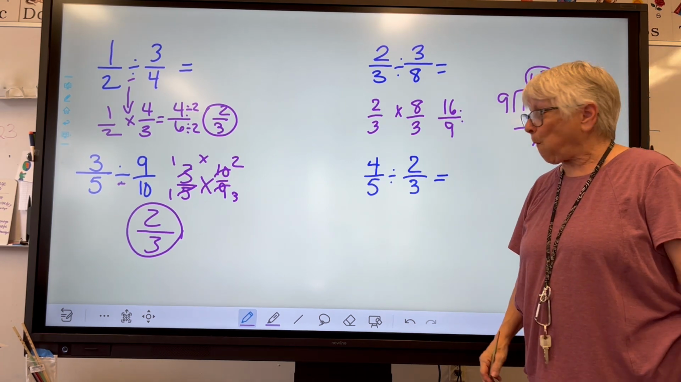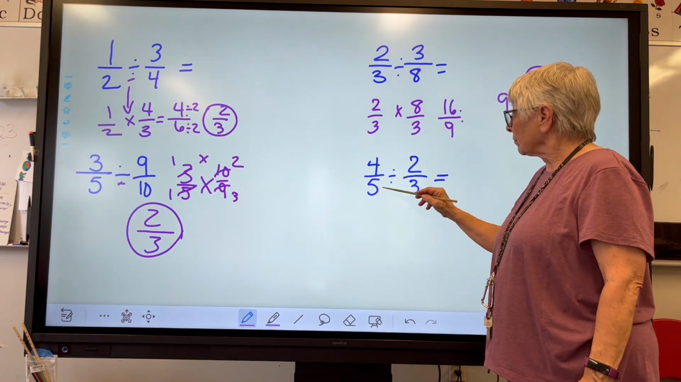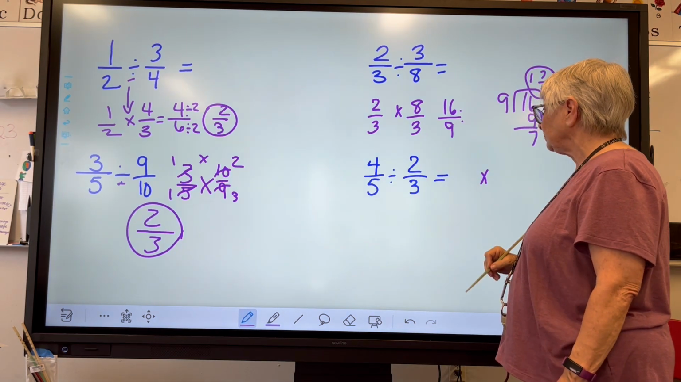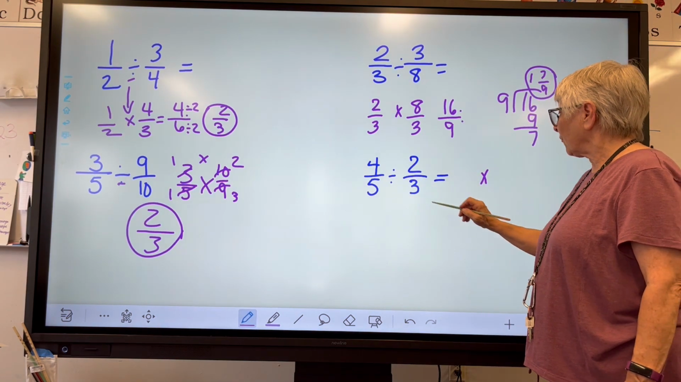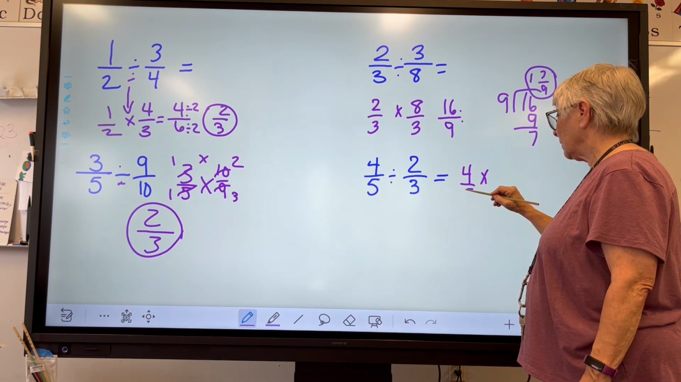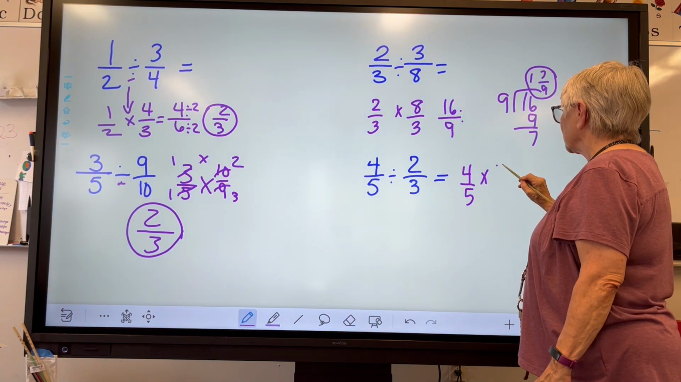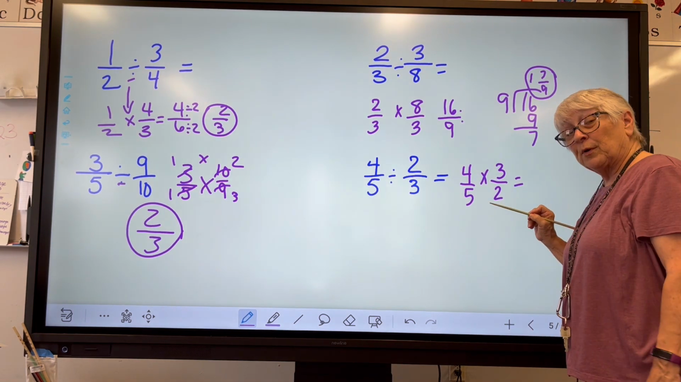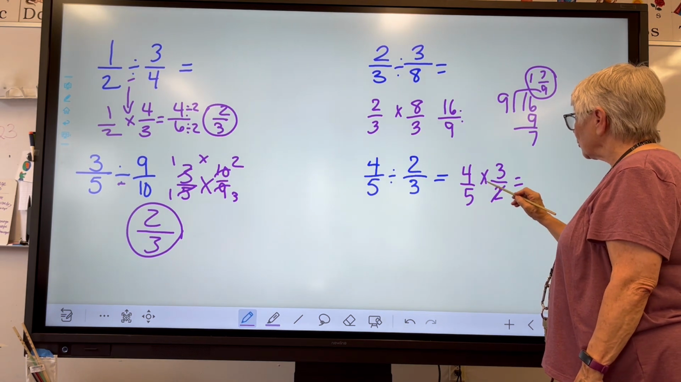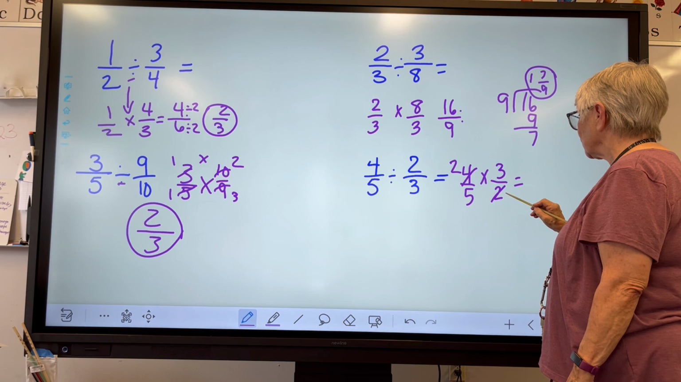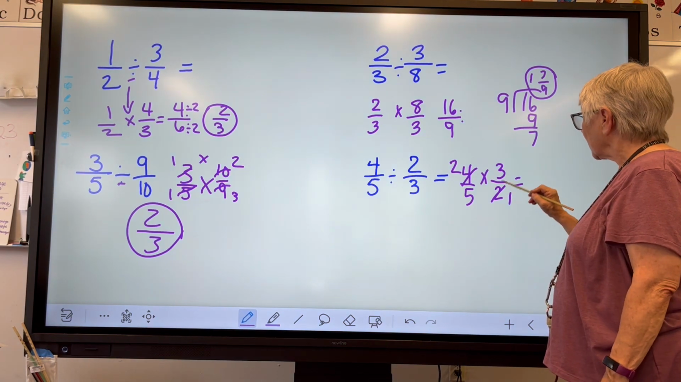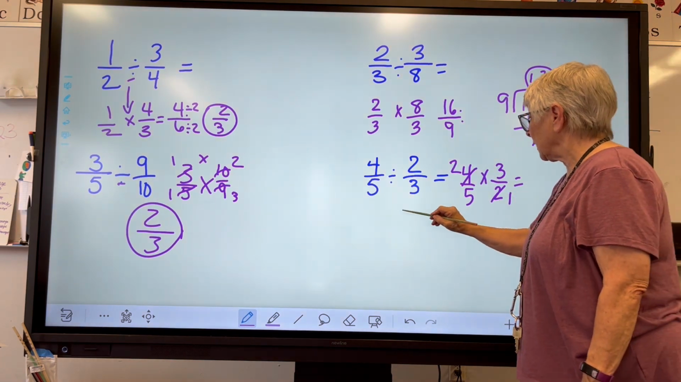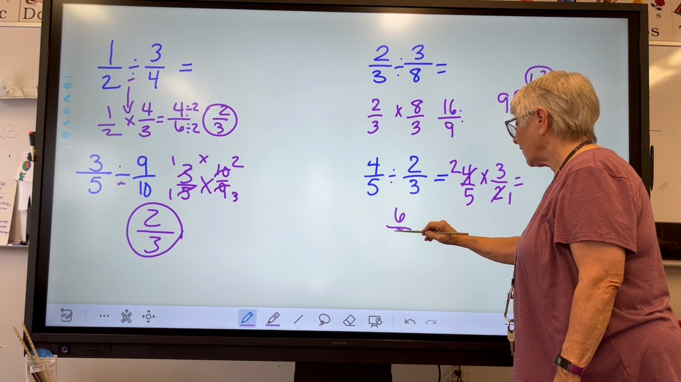Let's see what happens here. Well, it's division, so it's going to turn into multiplication, and the 4/5 is going to stay the same, but the 2/3 is going to flip. So the 3 is now on top, and the 2 is on the bottom. There is some pre-reducing here. 2 goes into 4 2 times. 2 goes into 2 once. 3 and 5, no, can't reduce there. And then 2 times 3 is 6, and 5 times 1 is 5.